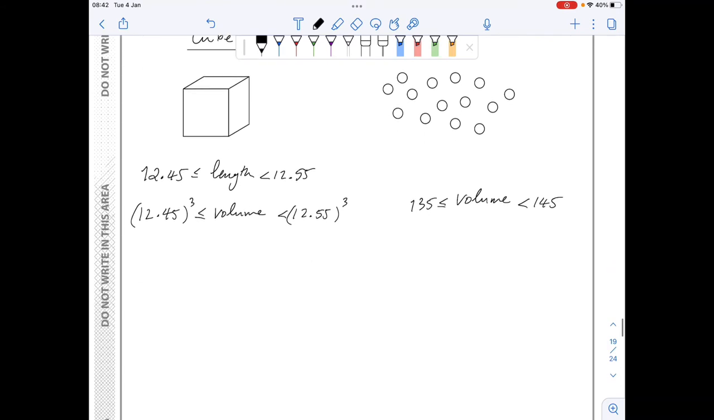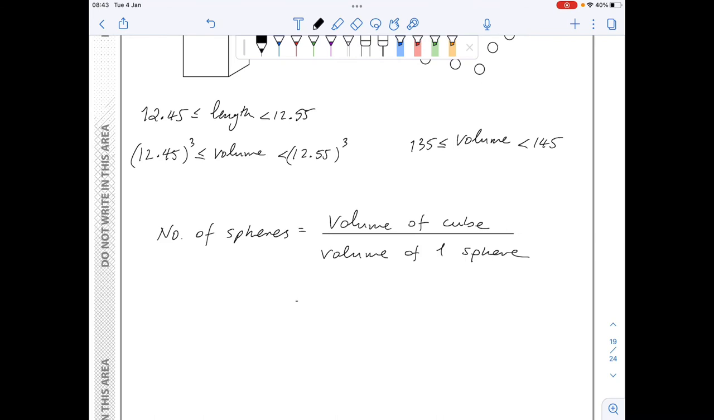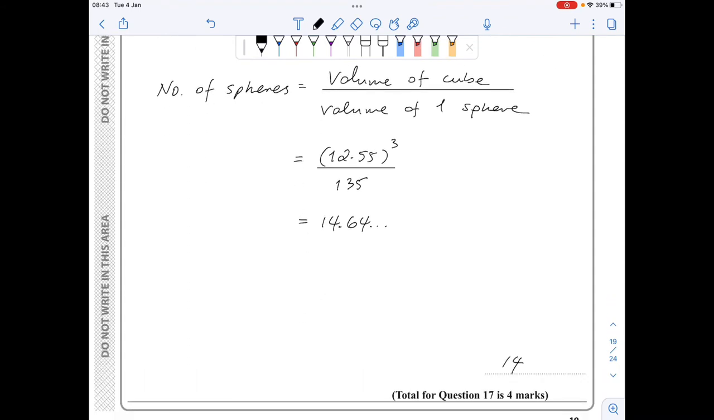To find the number of spheres, I will just divide the volume of the cube over the volume of a single sphere. And since I want this to be as big as possible, I will take the upper bound of the volume of the cube and divide it by the lower bound of the volume of a single sphere. This will come out to be 14.64. So I can make 14 spheres, not 15, but 14 spheres.